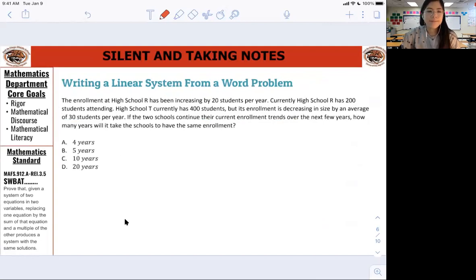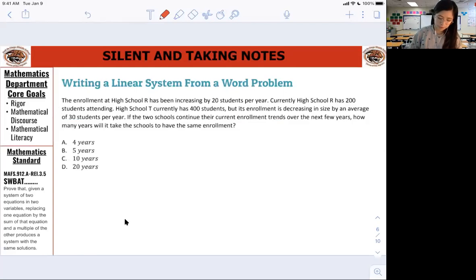Sure. Go ahead. The enrollment at a high school R has been increasing by 20 students per year. Currently, high school R has 200 students attending. High school T currently has 400 students, but the enrollment is decreasing in size by an average of 30 students per year. If the two schools continue their current enrollment trends over the next few years, how many years will it take for the high schools to have the same enrollment?